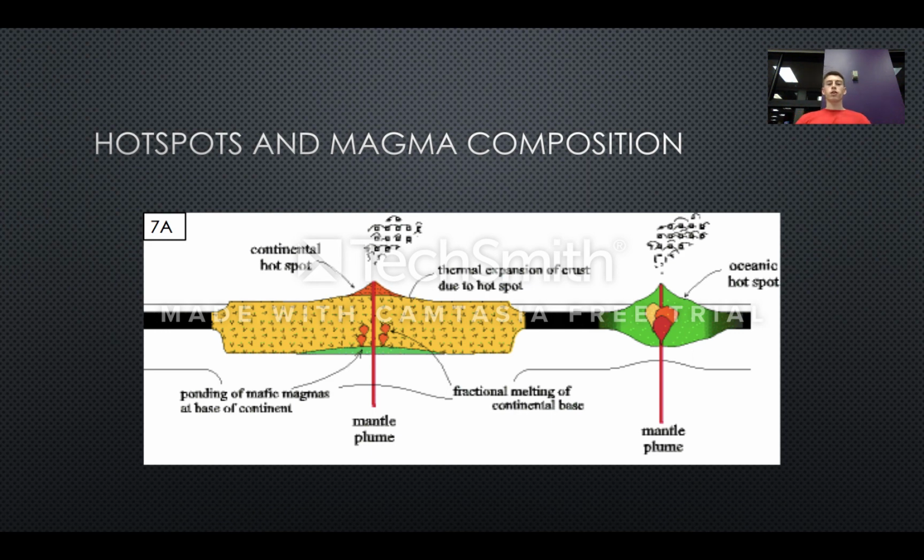As the plate moves above the mantle plume, new volcanoes are created and old ones become dormant. This is evident in places like Hawaii, where there is a long chain of islands lining the path of the plate over the plume. This can give us some idea of the motions of the plate as we can look at the shape of the arc of the islands above it.